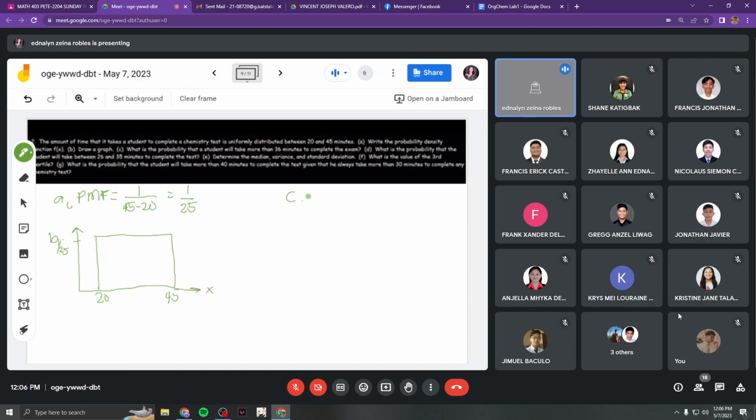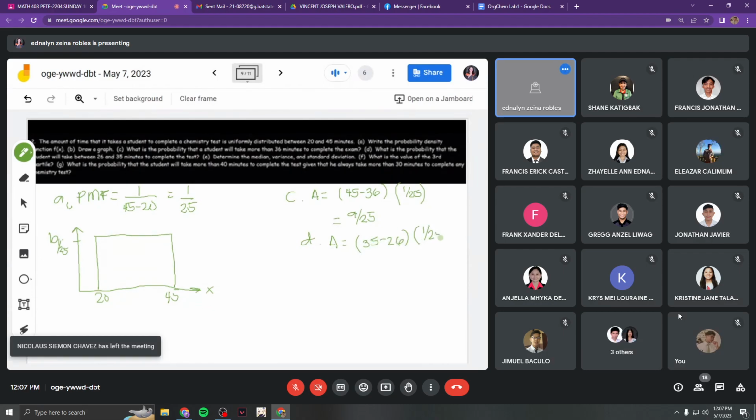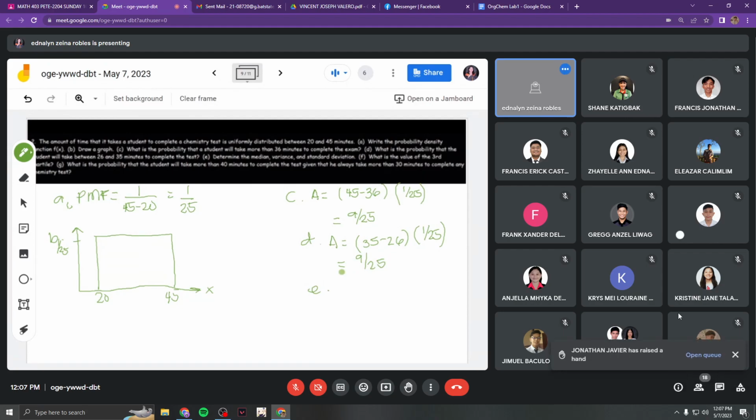And for letter C, what is the probability that the student will take more than 36 minutes to complete? So our area, our base is 45 minus 36 times 1 over 25, which is equal to 9 over 25. And for letter D, what is the probability that the student will take between 26 to 35 minutes? So we also have the area equals 35 minus 26 times 1 over 25, which is the same as letter C, 9 over 25. So for letter E, who can answer letter E?